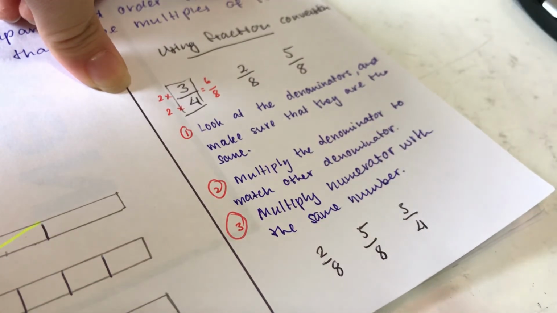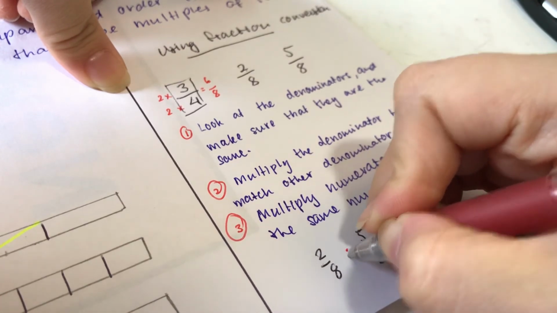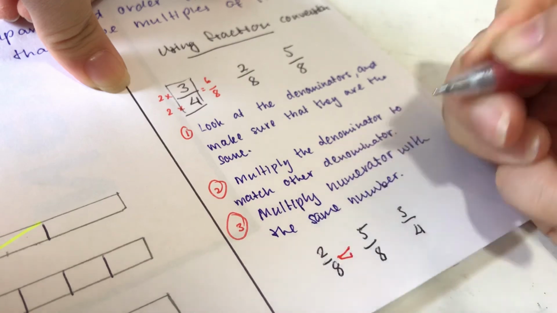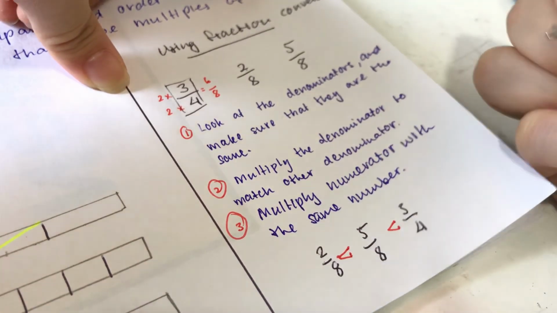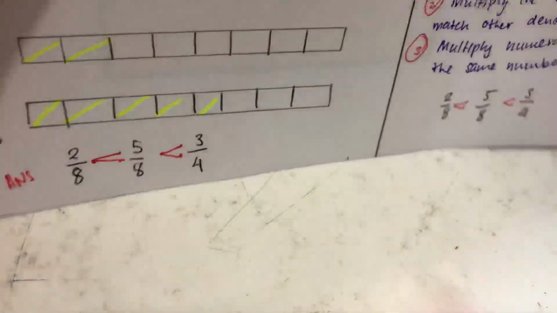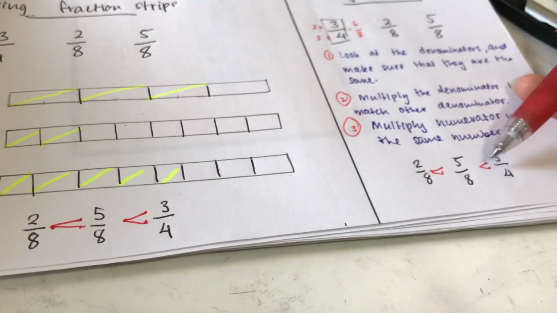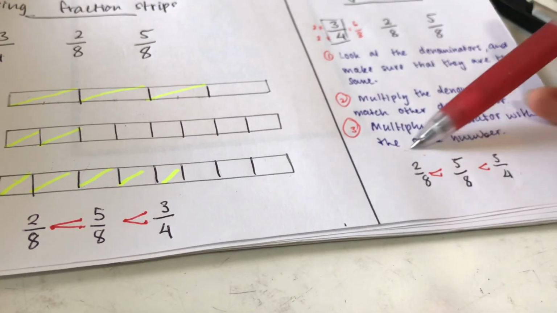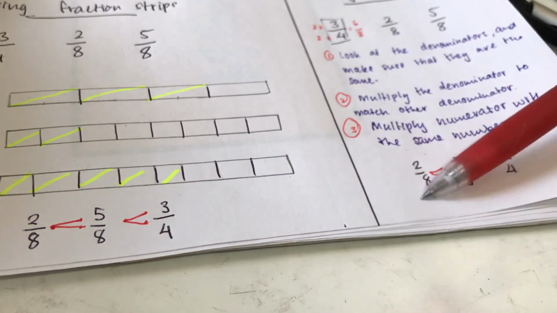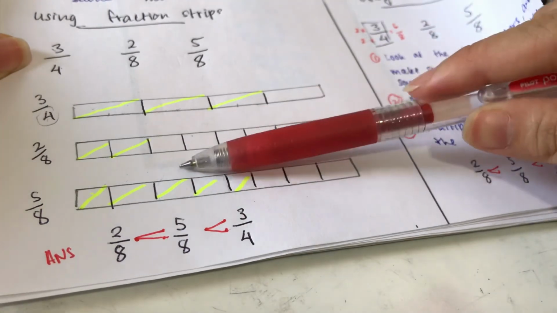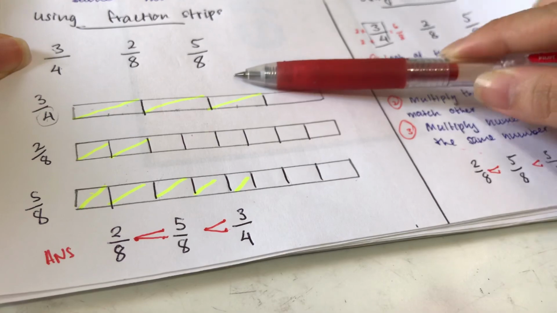Same thing, we use the dots for the inequality symbols. So 5 over 8 has a larger value than 2 over 8, and 3 over 4 has a larger value than 5 over 8. If you look at it, the numbers mean the same thing. Ta-da! Explaining this using the fraction strips will look like this, because 2 over 8 means this, 5 over 8 means this, and 3 over 4 means this. That's all.